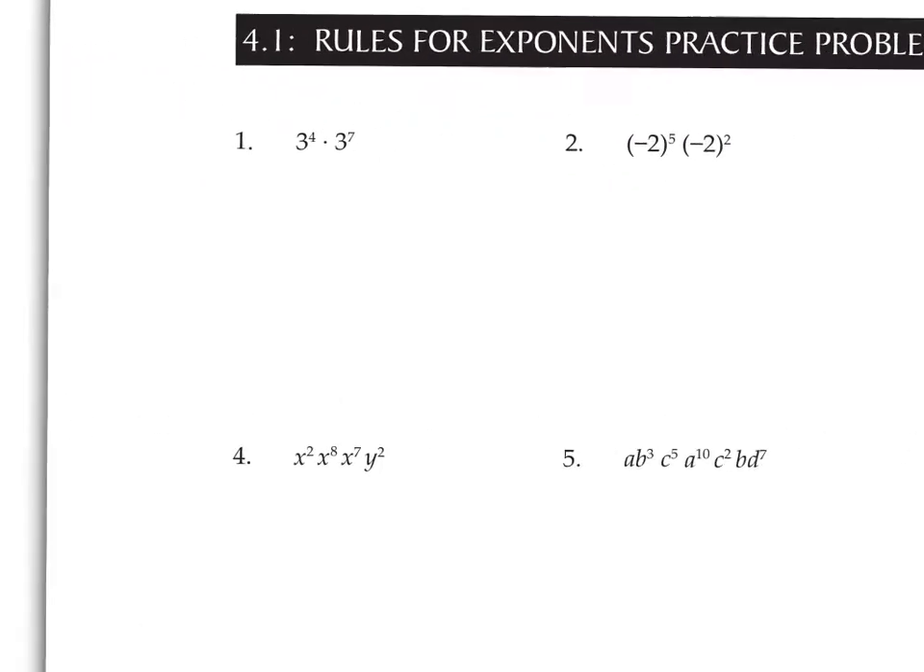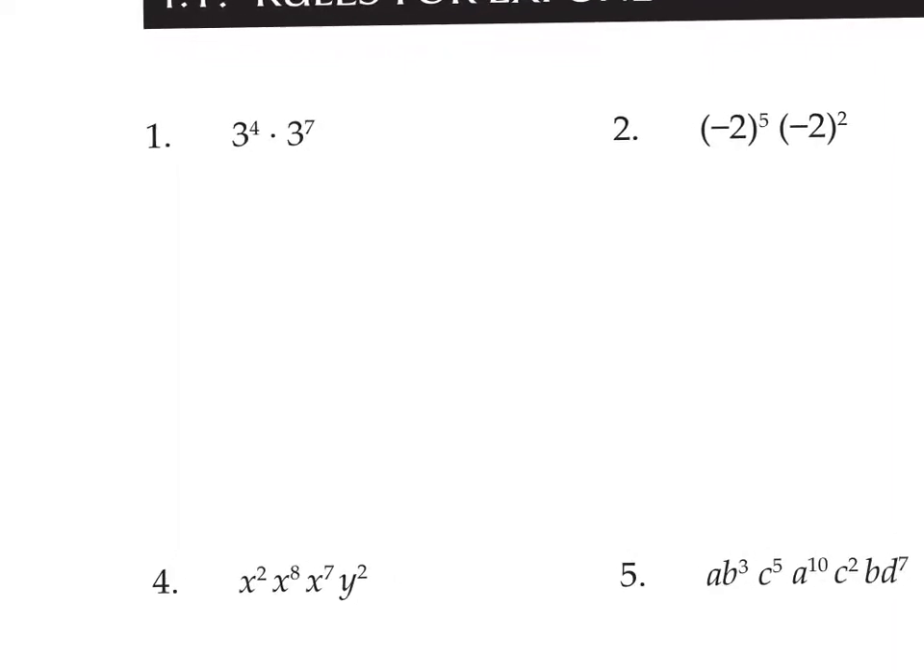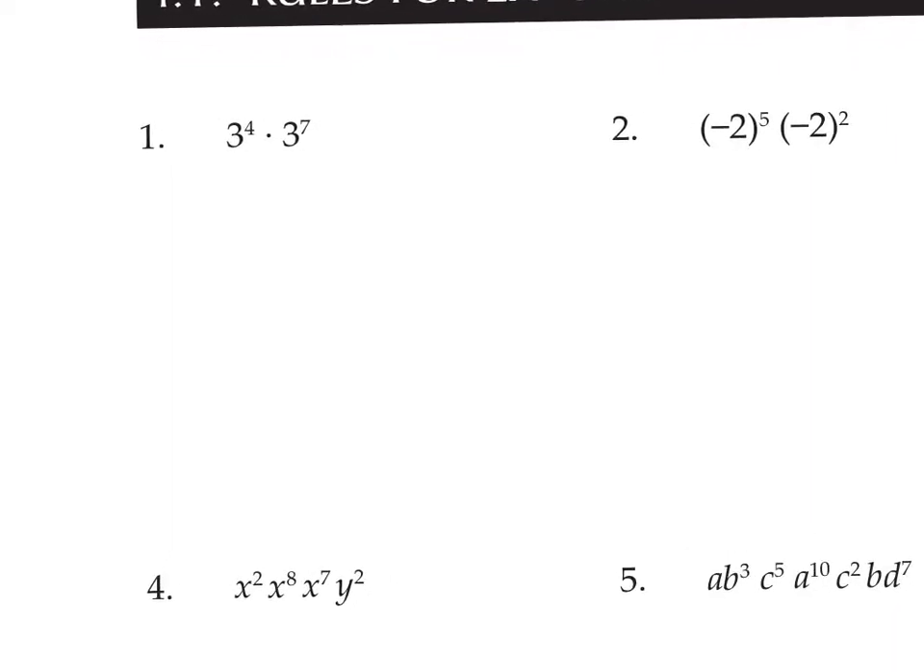All right, question 1. 3 to the 4th times 3 to the 7th. This is the example where we have the same base being multiplied together. To do that, we just add the exponents. The shortcut is to add the exponents. So that will give us 3 to the 11th power.